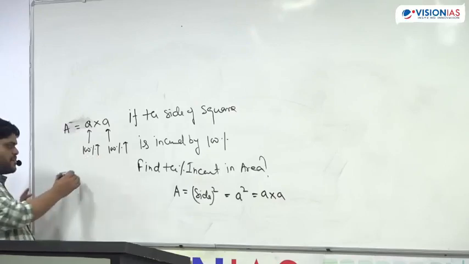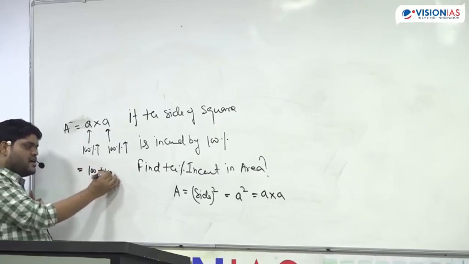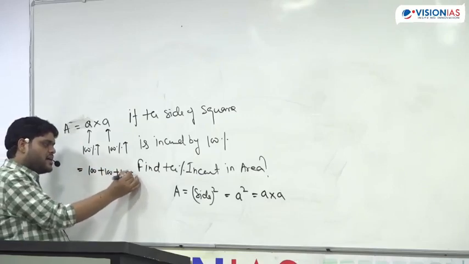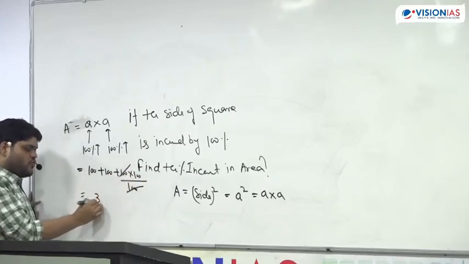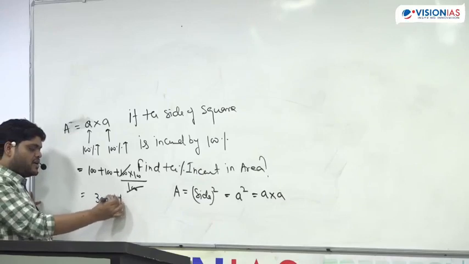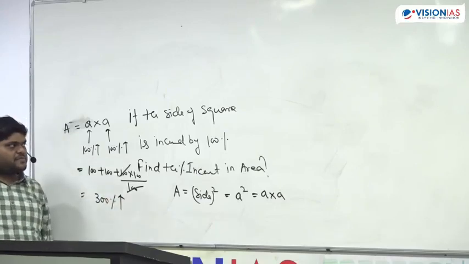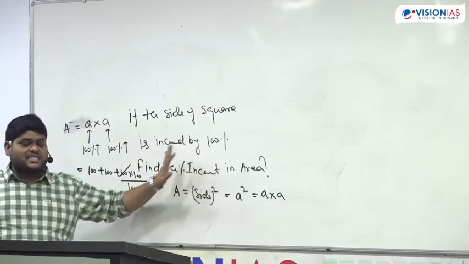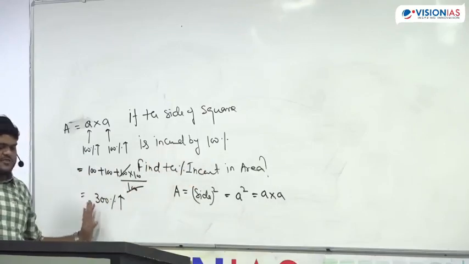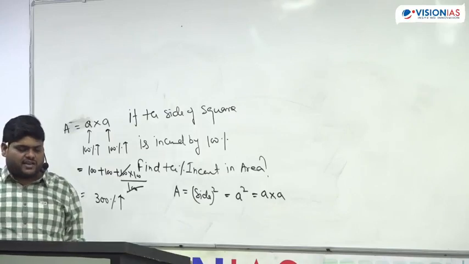So simply we can apply the AB formula, and that will say as 100 plus 100, 100 into 100 upon 100. That means overall increment of 300%. So if the side of a square is increased by 100%, the area of a square will increase by 300%.